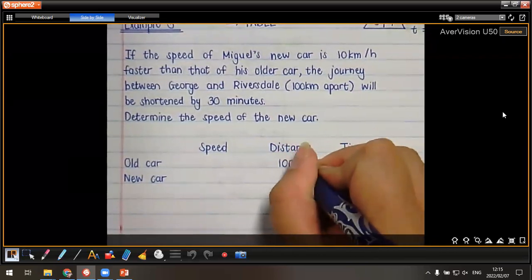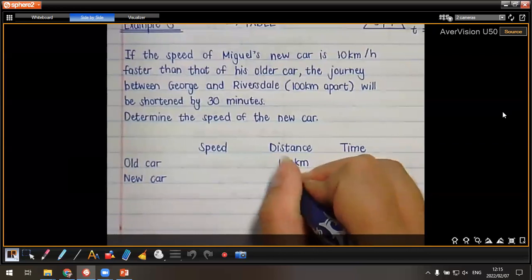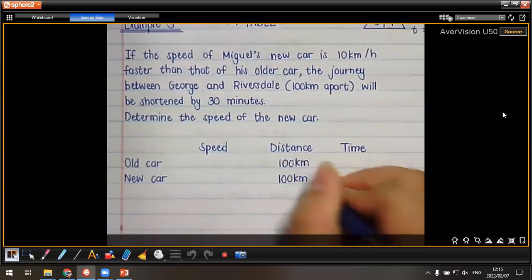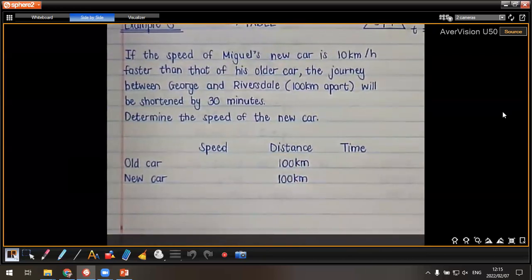This one is 100 kilometers. That one is also 100 kilometers. Okay. And it will usually be like that, right? The distance will usually be the same, because they're normally comparing speed and times. Okay, so we're talking about one trip from George to Riversdale, that's 100 kilometers.